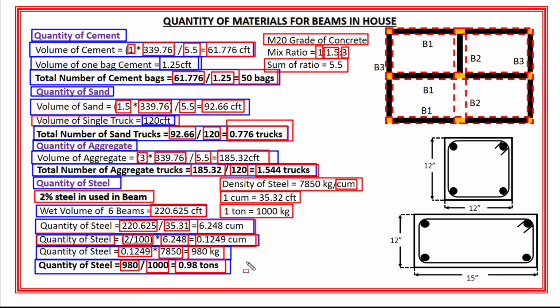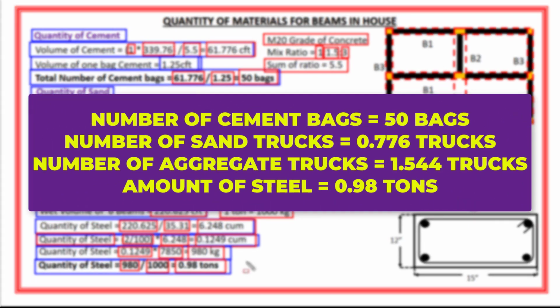So this is how you can easily calculate the quantity of materials in beams in a house, right? So in this video, I have briefly explained how to calculate the quantity of materials for beam, number of cement bags in beams, number of sand trucks, number of aggregate trucks, and also the amount of steel and tons which will be used in the construction of these 6 beams.